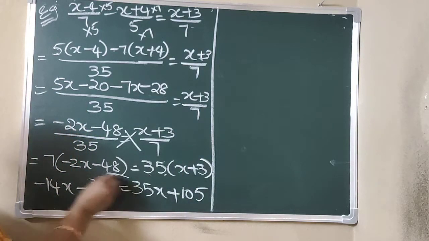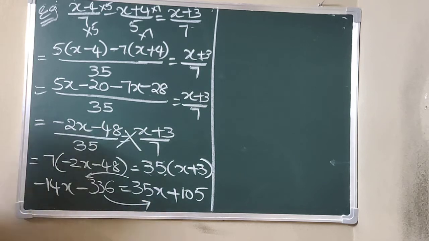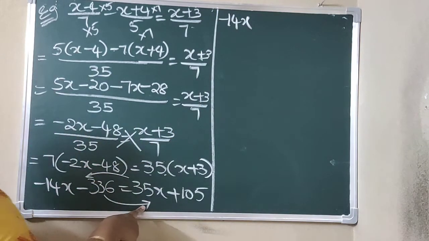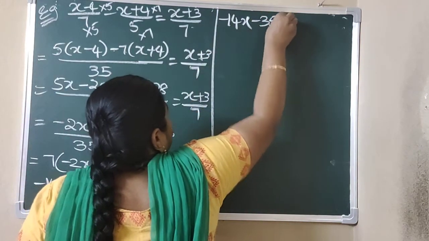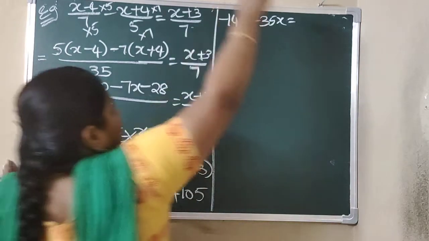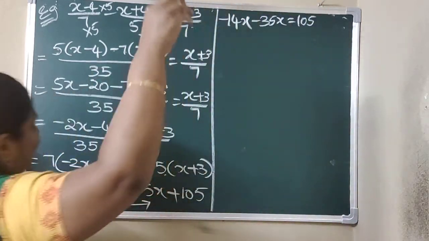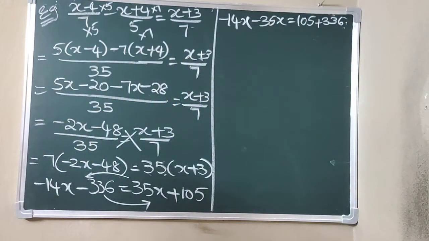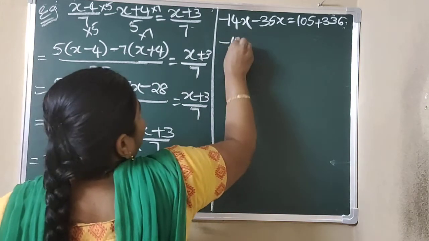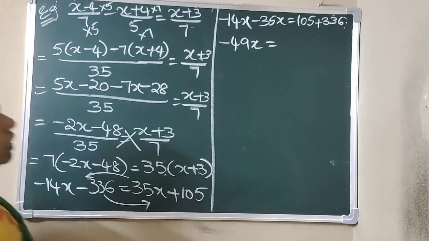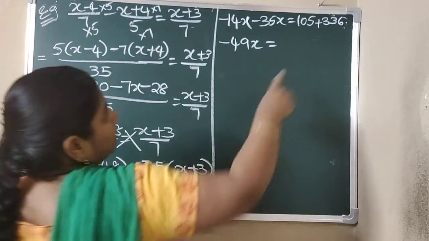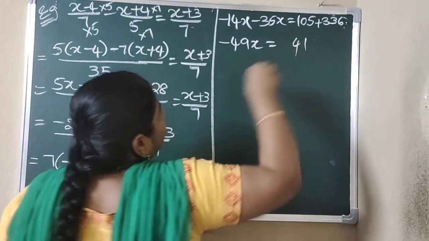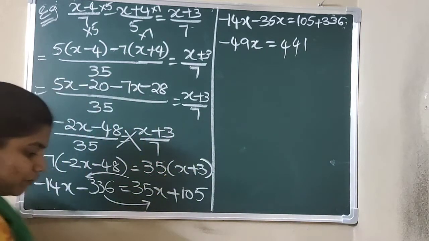Now all the variables you bring to one side and take the constant values to other side. So it will be minus 14x. If you transpose this, that will become minus 35x is equals to here 105 plus 336. Okay, so here minus 14 minus 35 will be equals to minus 49x is equals to 336 plus 105. So you got as 441 by 49.